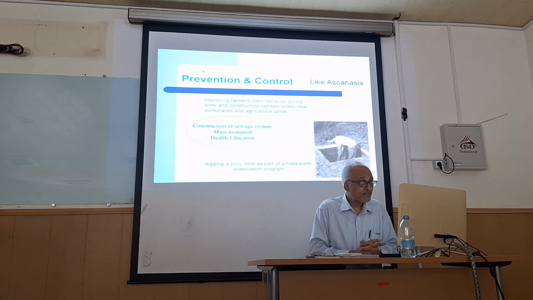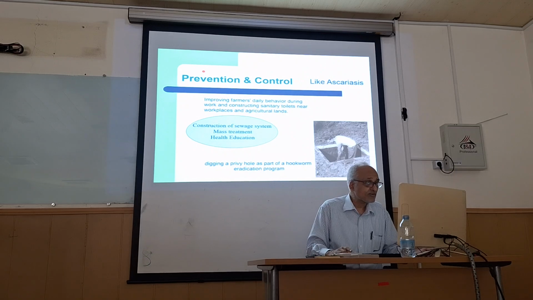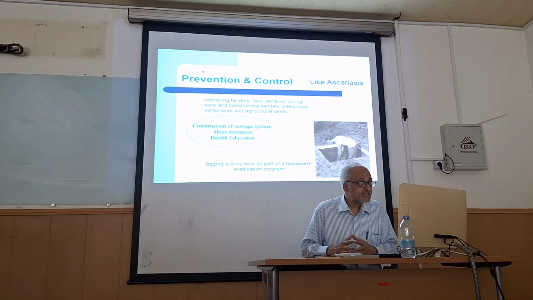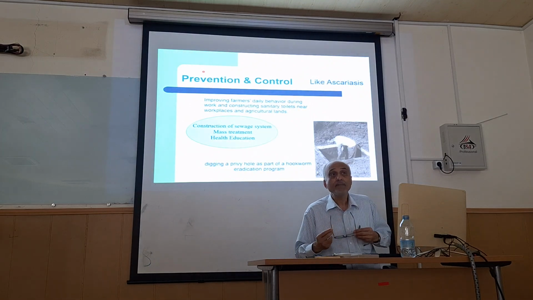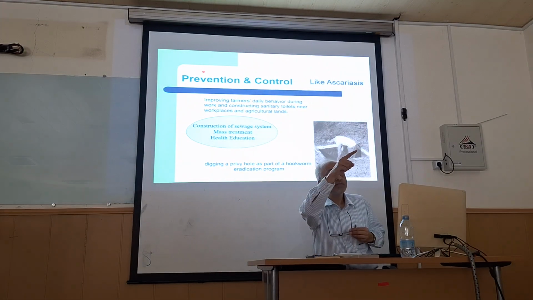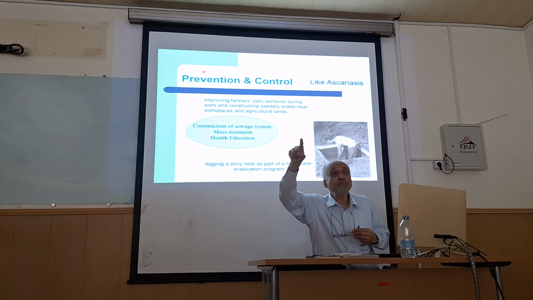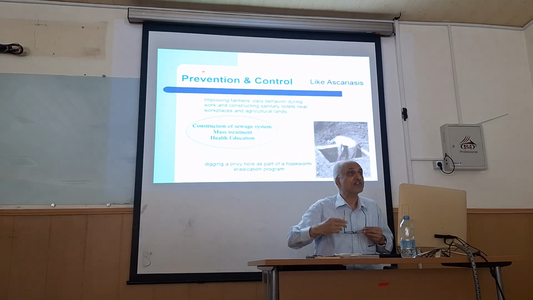Improving farmers' daily behavior during work and constructing sanitary toilets near workplaces. Construction of sewage system, mass treatment. Why is mass treatment one of the main measures in a control program? I think it's because when people have it, they can spread it to other people, so targeting the main source, you are going to clean the source of infection.